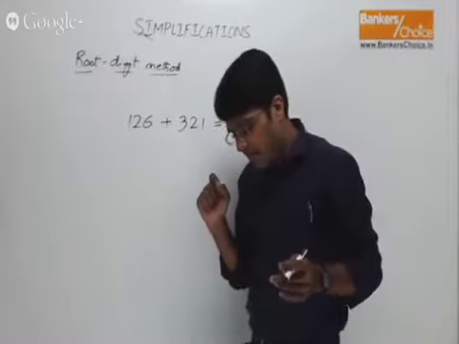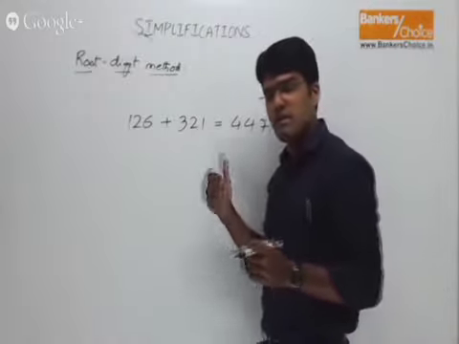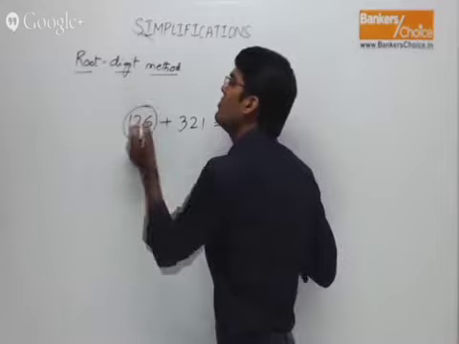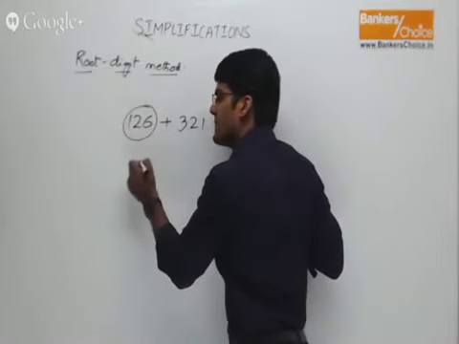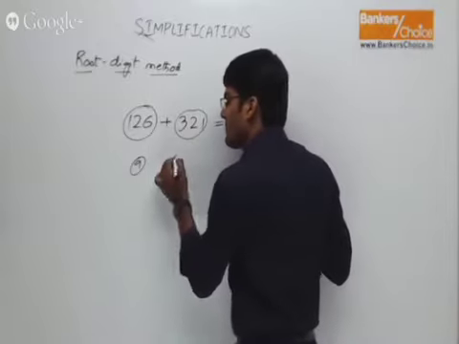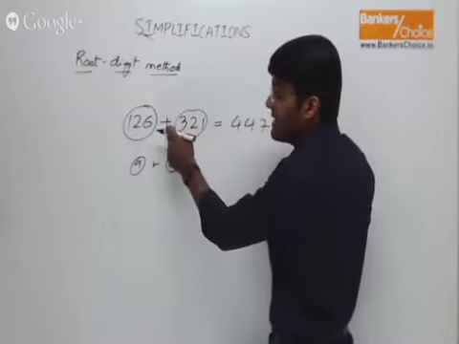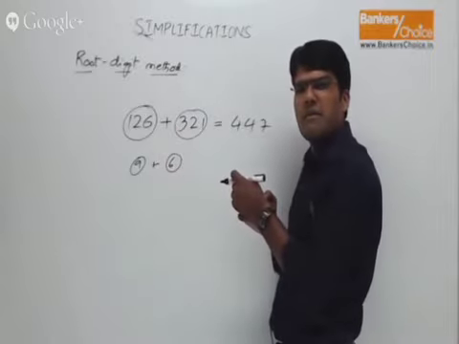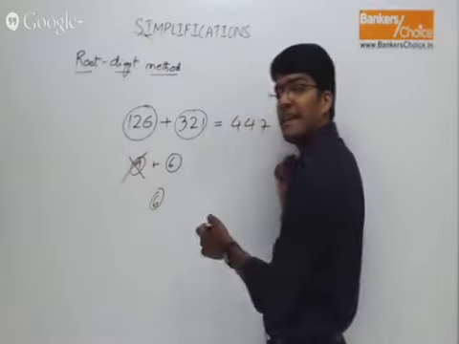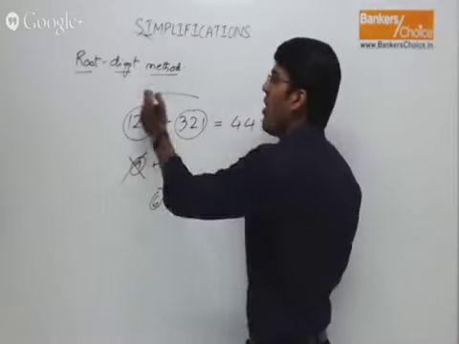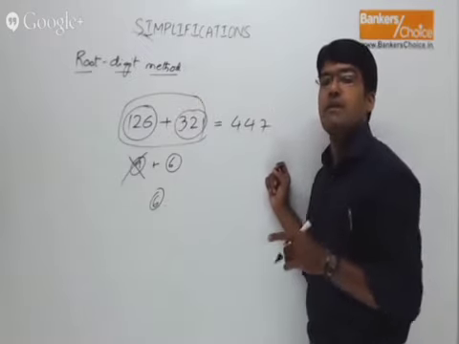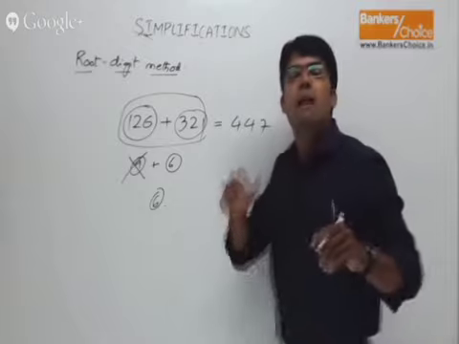Now, as per Vedic mathematics, or as per the digital root concept, let's find out the root digits of these numbers first. What is the root digit of 126? 1 plus 2, 3, 3 plus 6, 9. This is 9. What is the root digit of 321? 3 plus 2, 5, 5 plus 1, 6. Now add, because here it is addition, we are adding 9 plus 6, 15. 15, what is the root digit? 6. Or as I mentioned, you don't have to worry about 9 there. Wherever you find 9, just leave it. The root digit of the left hand side is equal to 6.